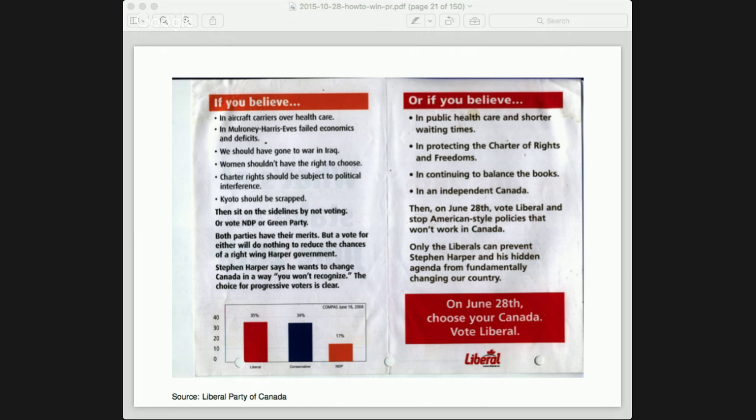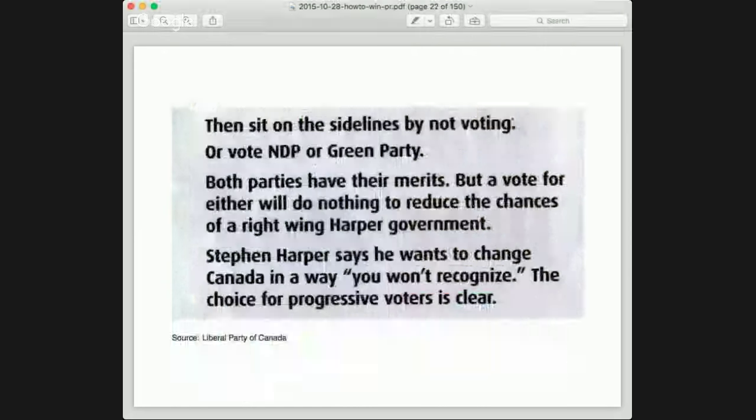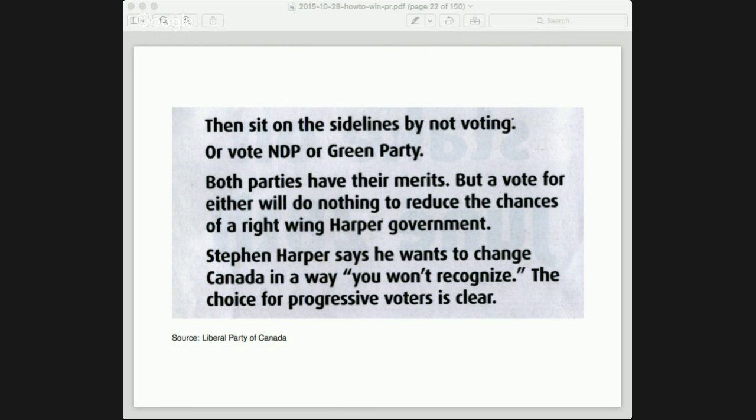Well, it turns out the Liberals gave exactly the same argument in 2004. They said, oh, if you don't care who wins the election, then sit on the sidelines by not voting or vote NDP or Green Party. They have their merits, but a vote for either will do nothing to reduce the chances of a right-wing Harper government. Basically, they're saying, vote for us or your opponent is going to get in, even if you don't like us that much, right? And then when they win, they're like, we got a super strong mandate. Everybody loves us. And that's a thing that happens as well, right?